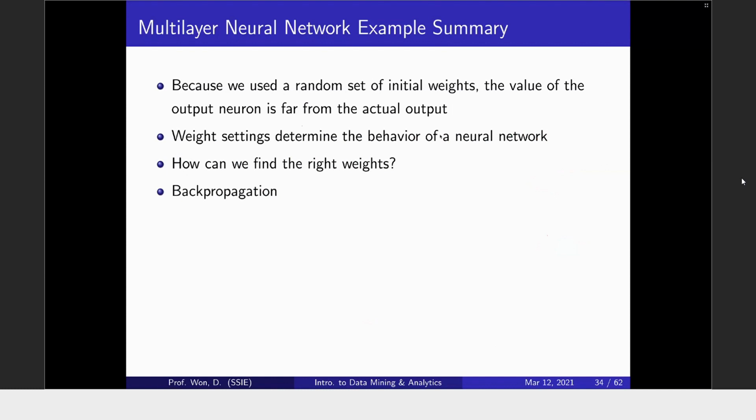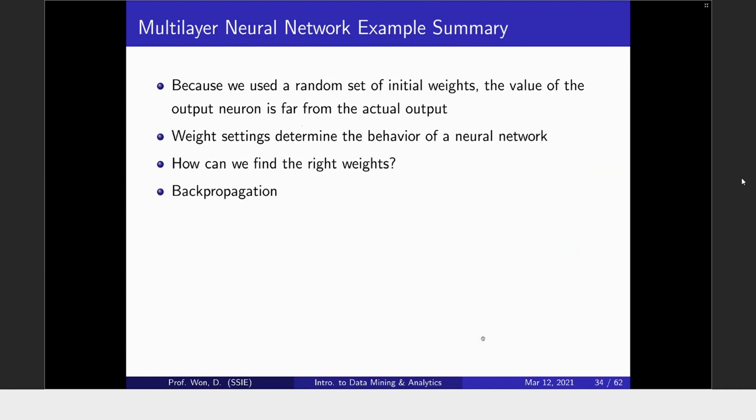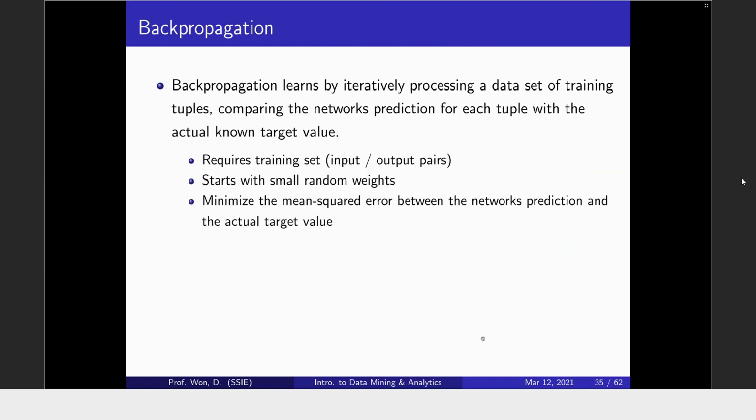So weight setting determines the quality of the neural network, how good it is. Then the next step is, let's try to find very good weights. Good weights mean those two values are very similar. How? Backpropagation. This is a mathematical algorithm for that.